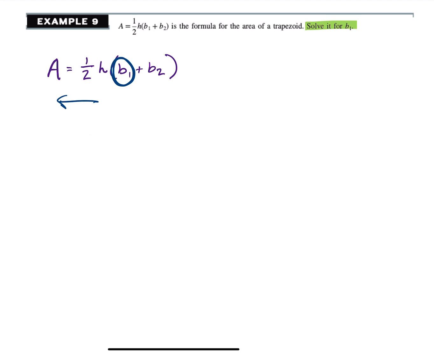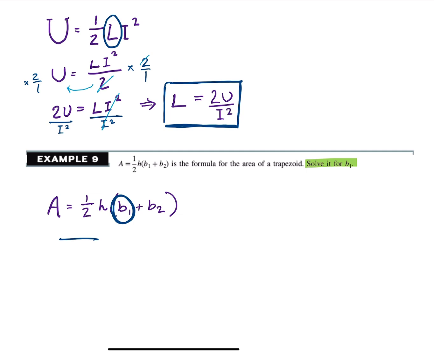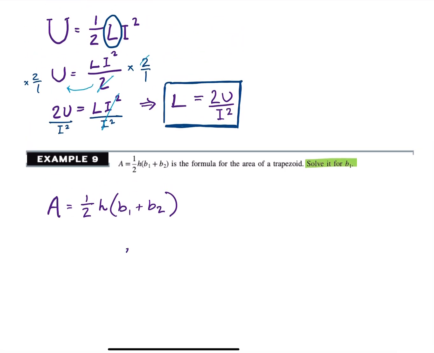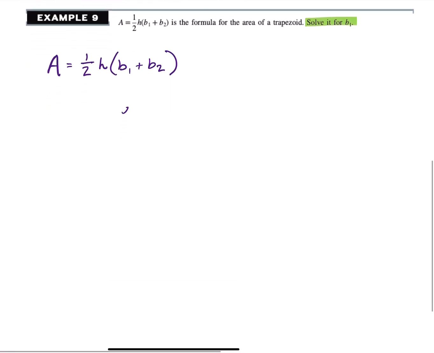So how can we do this? Well, this B1, it's inside of this set of parentheses. So we ultimately want to get rid of those. We could distribute this through to both terms. However, since it's already being multiplied on the outside, we can just think about moving these pieces over to the left.